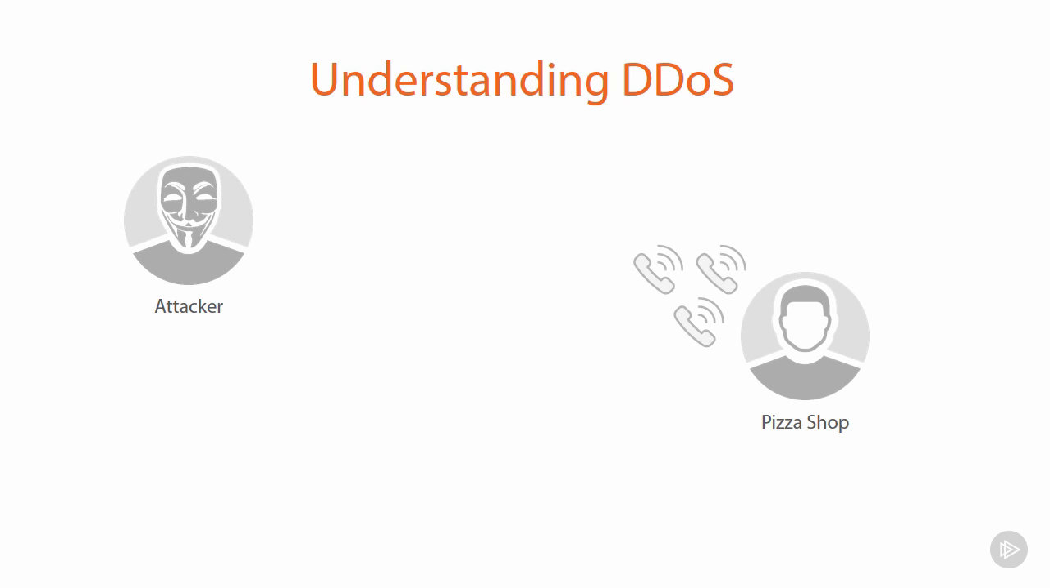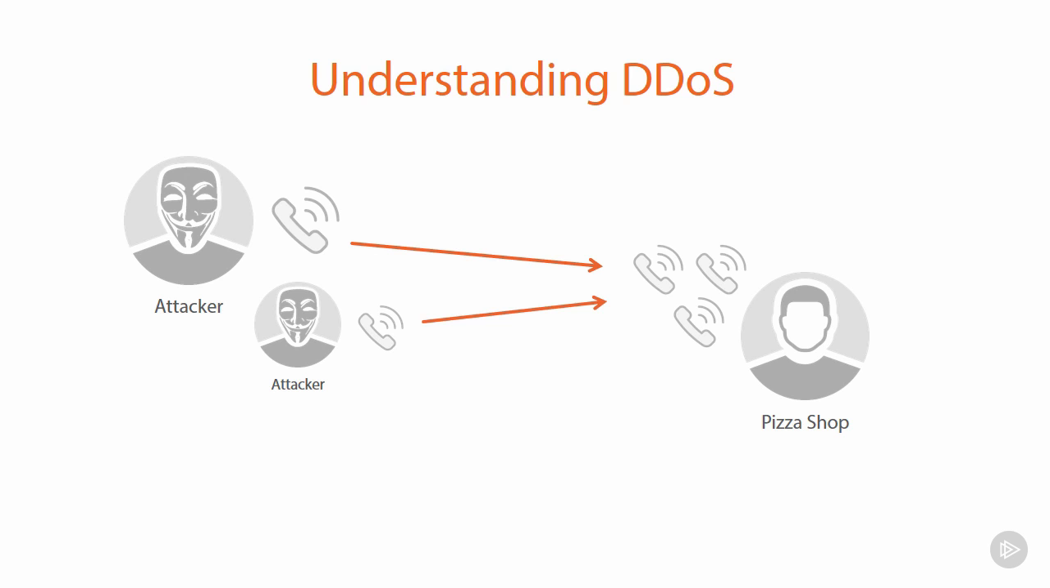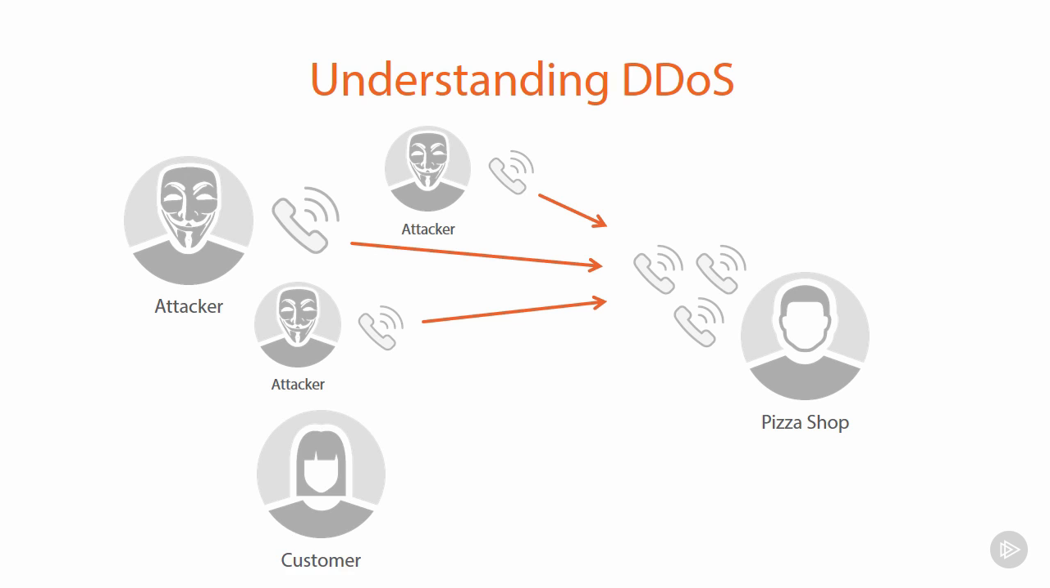So we have our attacker. And the attacker, of course, has their phone, and then they call into the pizza shop, same as before. Except what's different this time is it's not just the one attacker. We have multiple sources with their own phone making calls to the pizza shop. So see how the attack is now distributed? It's coming from multiple different origins. And the end result is the same. Once we bring in the customer, if all those lines are tied in, they're not going to be able to get through to the service.